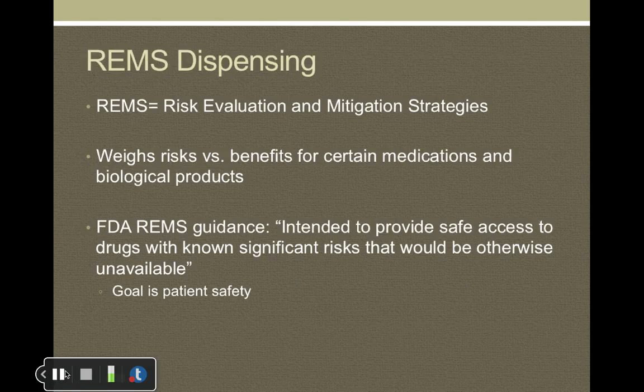Alright, so REMS is the last thing that we'll talk about. What that stands for is Risk Evaluation and Mitigation Strategies. This was approved by the FDA in 2007 as a result of some medications getting approved that had some serious safety concerns associated with them and trying to make them safer to use. And so the goal is to weigh risk versus benefits for certain medications and biologic procedures. The ultimate goal of these is patient safety. So they're trying to provide safe access to medications that have some significant risk for patients that without these REMS components, the FDA would not have approved them, but they believe certain patient populations that the benefits outweigh the risks.